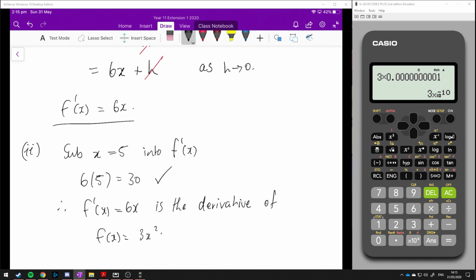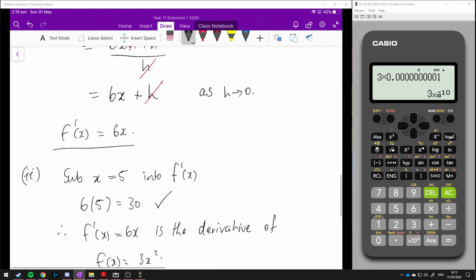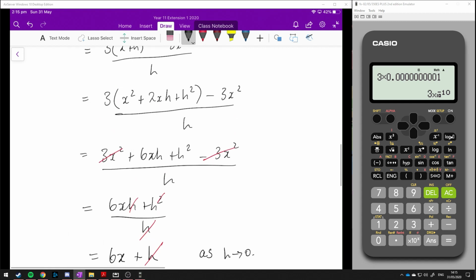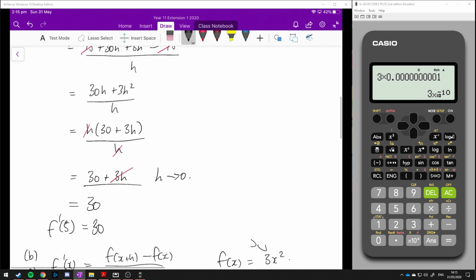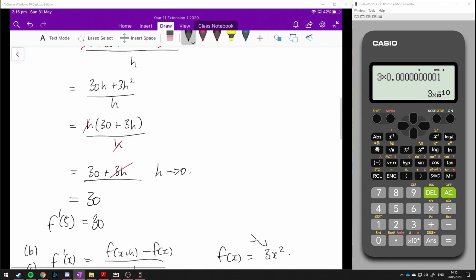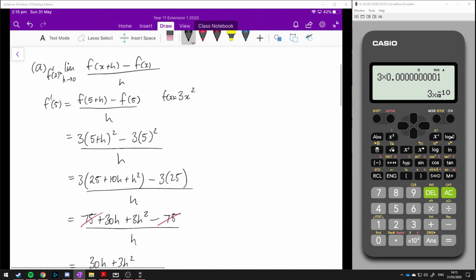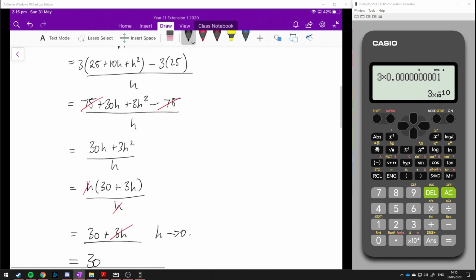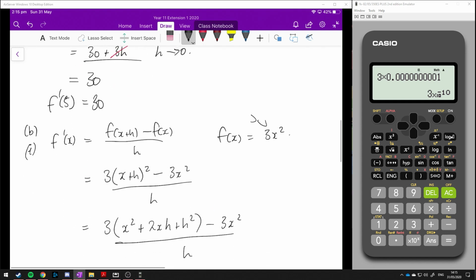Now, if I asked you to put another point in, so let's say instead of subbing x equals 5, we did x equals 10, which would give us 60. So that's the rate at which the graph is increasing at that point. We could substitute that in and get 60 back out, but you could then do it the long way by putting 10 into here as well, doing all of the algebra, and you'd get 60 down the bottom.